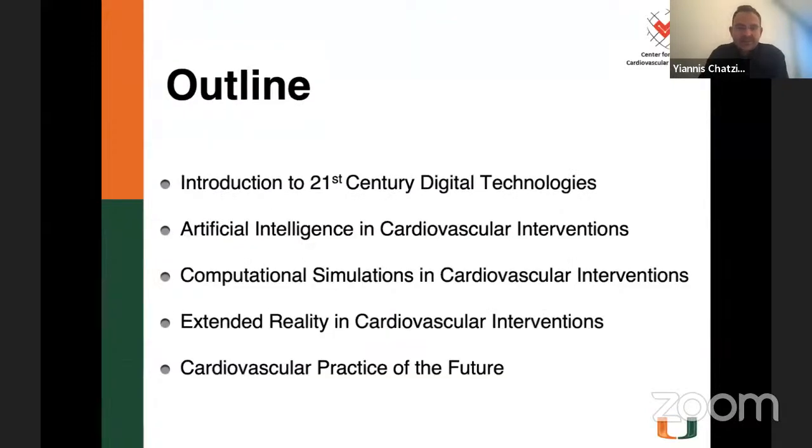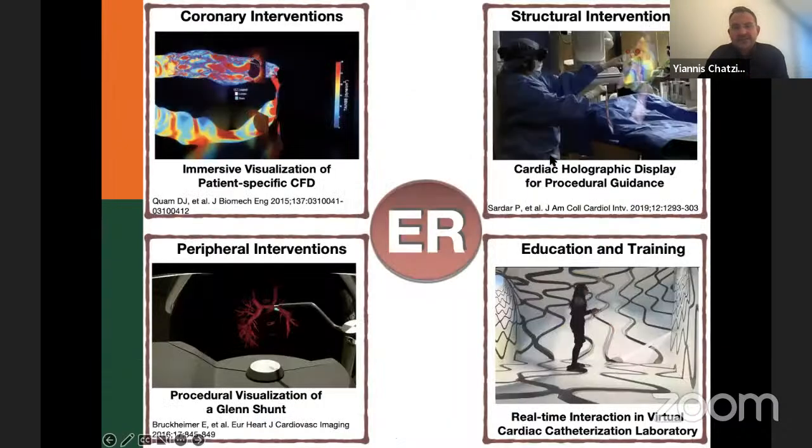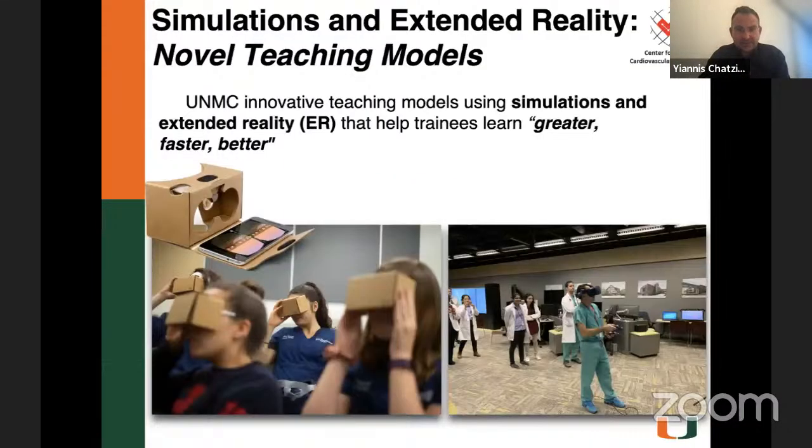And then coming to the last part of my talk, the role of extended reality in interventions, a very important topic as well. We have different types of extended reality: virtual simulation, virtual reality, augmented reality, mixed reality. But at the end of the day, we have the ability to be like a red blood cell in a cave, as shown here, and see everything from the inside. We can have the ability nowadays to see the whole procedure like a hologram in 3D in front of us in the cath lab and so on.